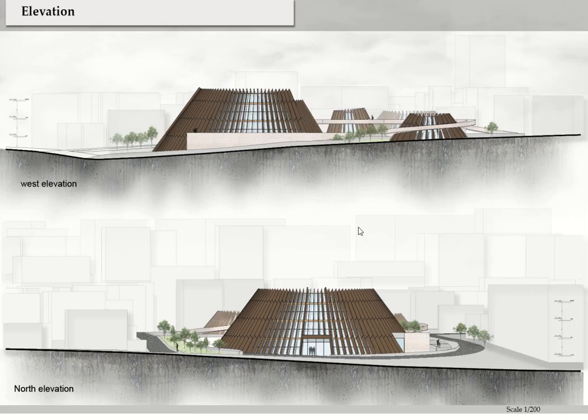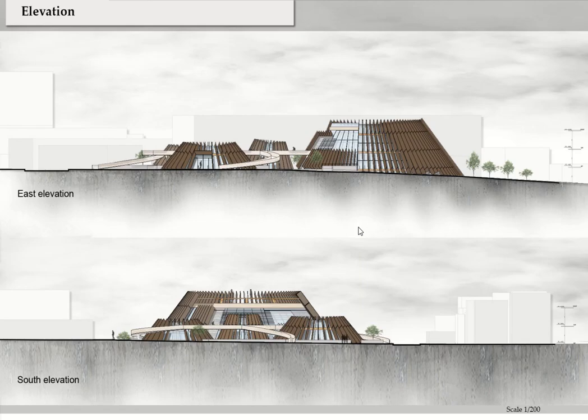And so regarding the elevation, I'm showing the different volumes, which have the same language and materiality but with differences in scale and height. So cross-laminated timber is used in both the structure and envelope system, creating a new sustainable landmark for the theme of green architecture.